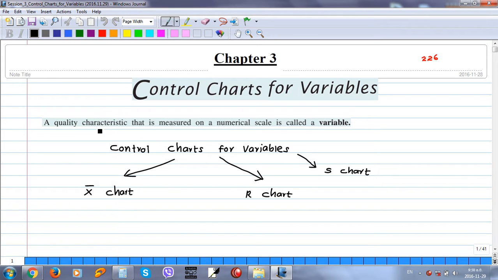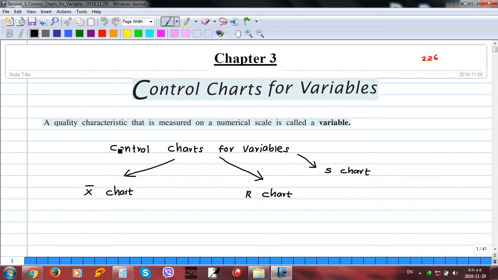Actually, a quality characteristic that is measured on a numerical scale is called a variable. In the previous two lessons we discussed variables and attributes. A variable is a continuous measurement, so here we are considering three types of control charts: X bar chart, R chart, and S chart. X bar means average, so here we are considering the average. R means range, and S means standard deviation.